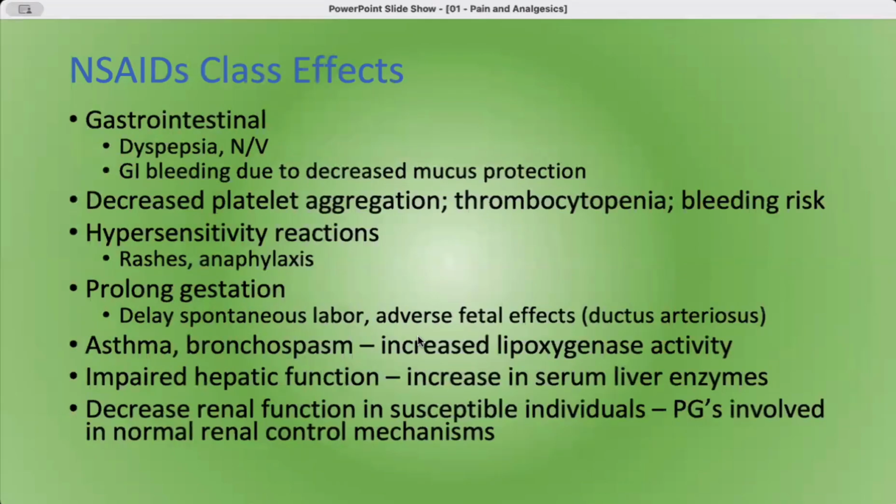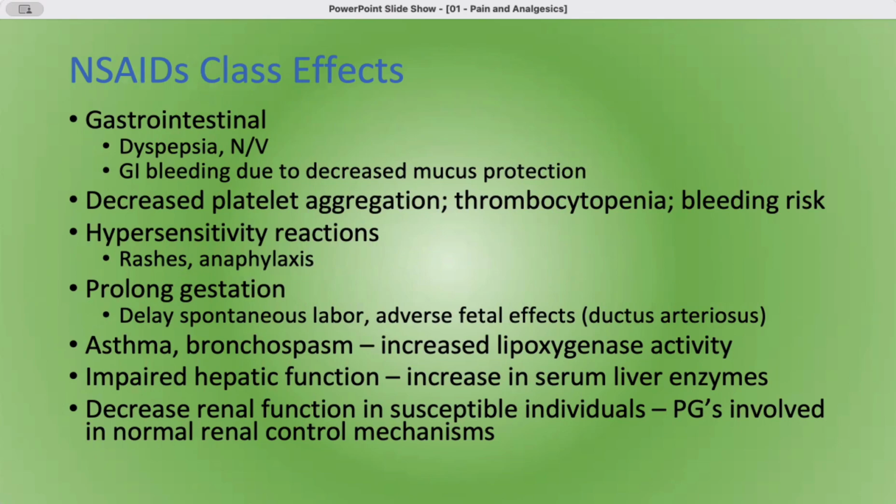Starting with salicylates. We'll start with the class effects first. The class effects for NSAIDs are going to be common across the group of NSAID drugs. GI. Again, by inhibiting the constitutive COX-1 enzyme, you will reduce some of the protective lining that the prostaglandins provide in the GI tract.